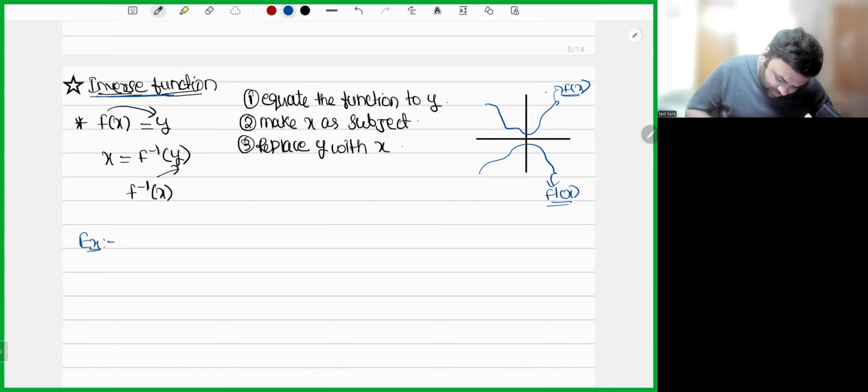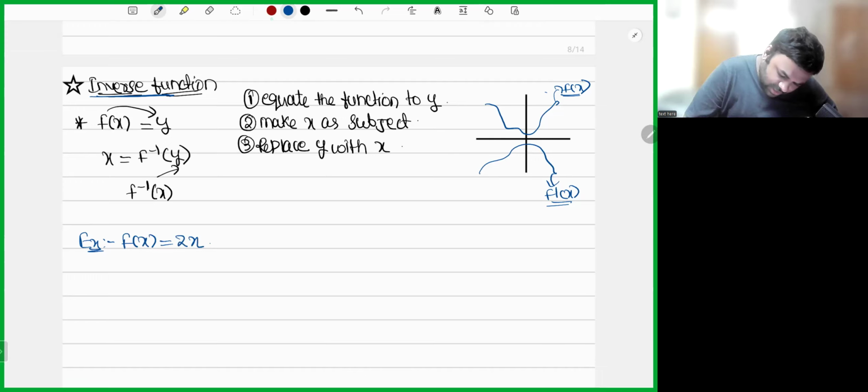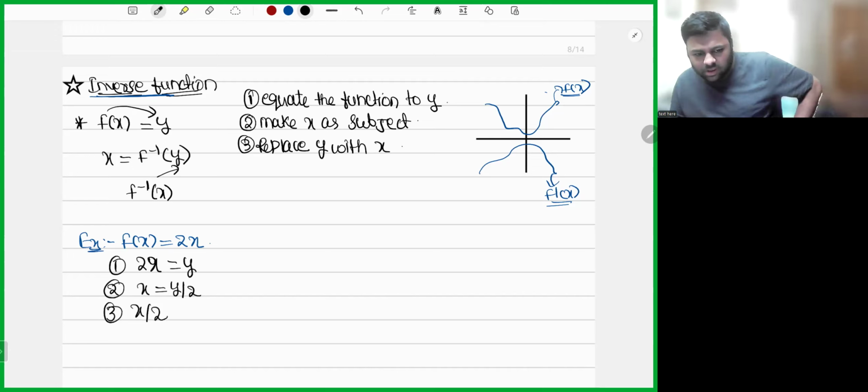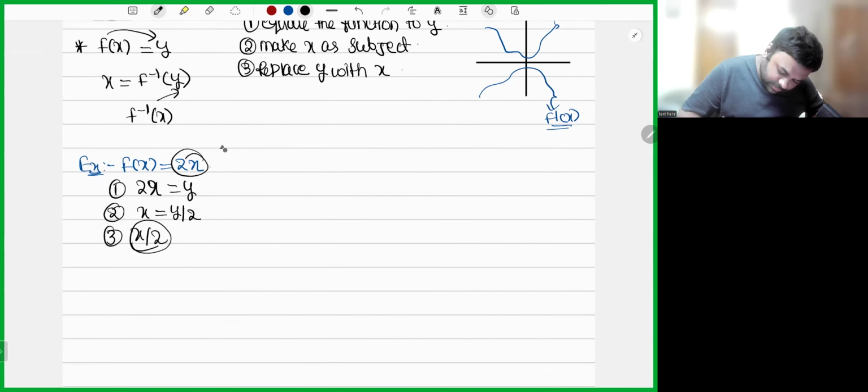I am telling f of x is equals to 2x. I am asking find the inverse function. What is the first step? You will equate the given function to y. Second step, you will make x as subject. Third step, you will replace y with x. So inverse function of 2x is x by 2. Next example.